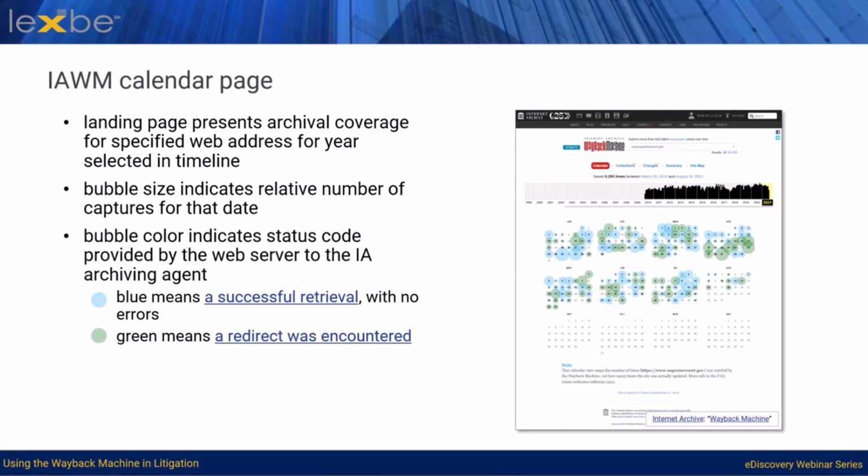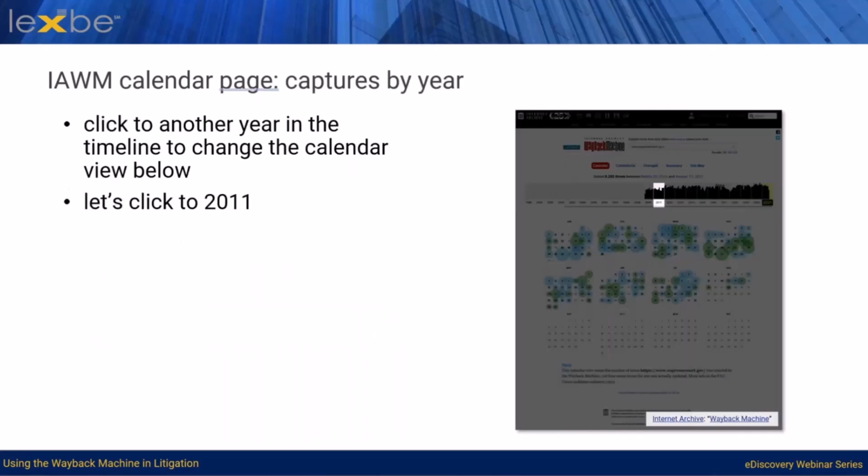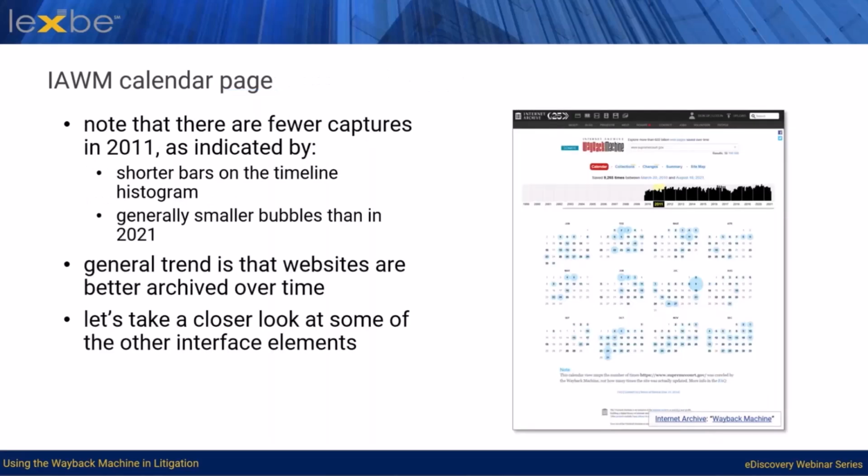Okay, let's now explore the archive for this web page a bit more and use that as an opportunity to examine some of the other calendar page interface elements in greater detail. We can click on any of the years indicated in the timeline histogram to change the calendar view below to that year. Let's click through on the 2011 section of the timeline. The year 2011 is now highlighted in the timeline, and the calendar view below changes correspondingly.